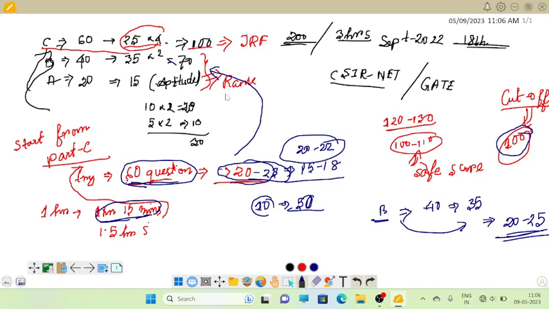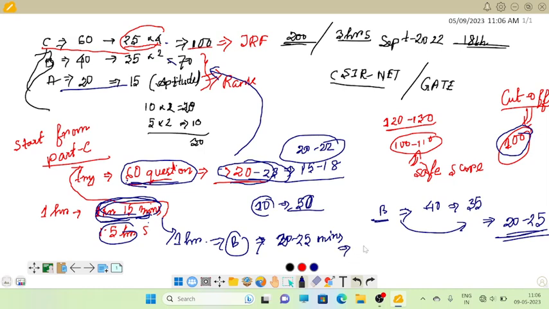You have to be careful and calculative. See, if 1 hour 15 minutes is over, and you give 1 hour to part B, then you have left 20 to 25 minutes for part A. If you can do 7 to 10 marks from part A, only 7 to 10 marks out of 30, you have to do a few questions, then see how much score you are getting.